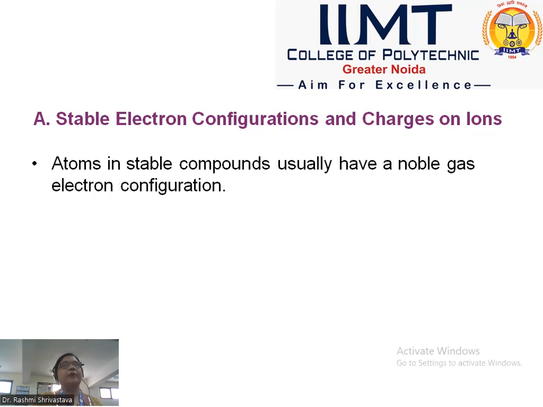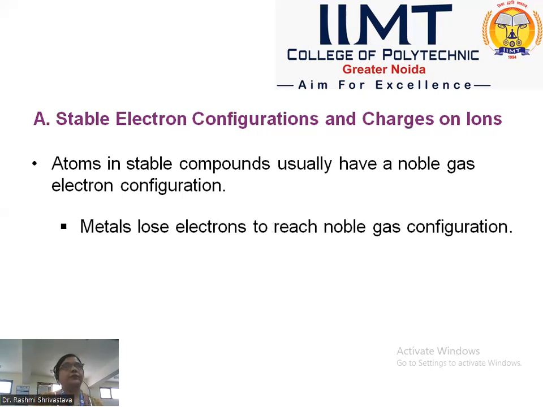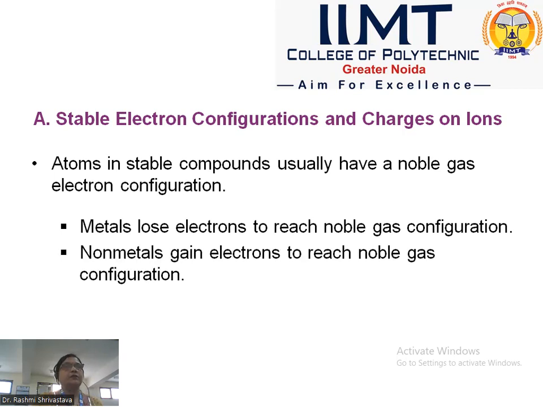Atoms in stable compounds usually have a noble gas electronic configuration. Metals lose electrons to reach noble gas electronic configuration because metals have 1 or 2 extra electrons in their valence shell, so they are capable of donating them and forming the ionic bond. Non-metals gain electrons to reach noble gas configuration because non-metals lack 1 or 2 electrons. So metals and non-metals combine with each other by ionic bond formation.